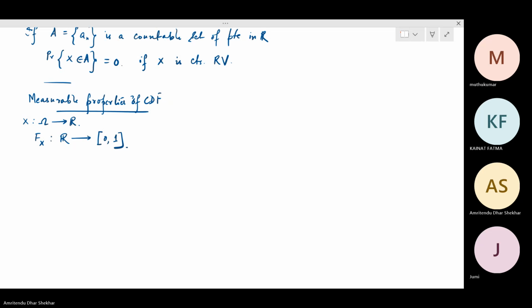Well, no. F of x need not be differentiable almost everywhere. But if you ask me for a counterexample, let me think about it a little bit.